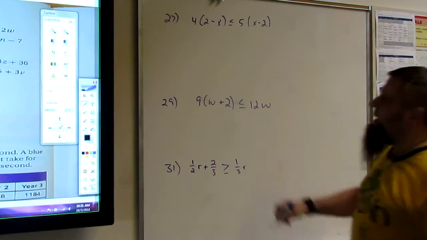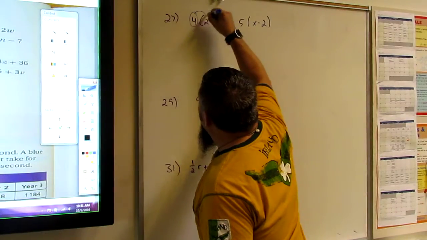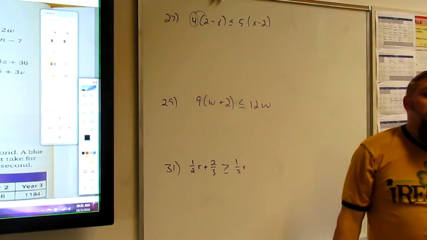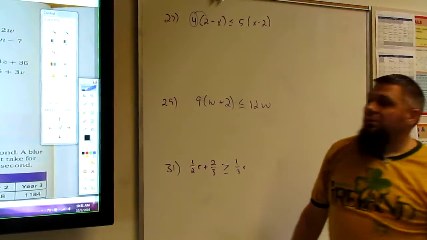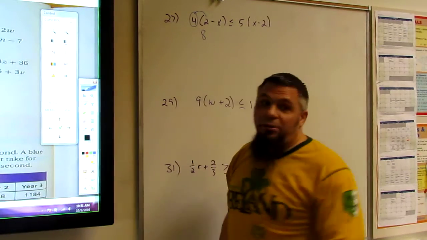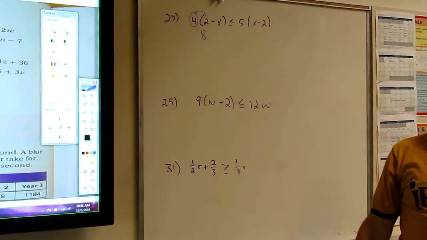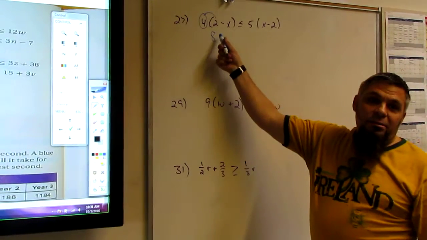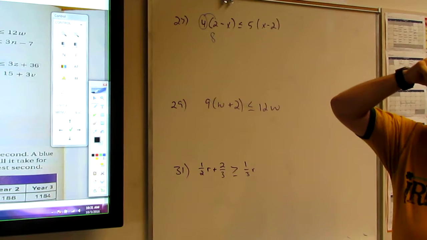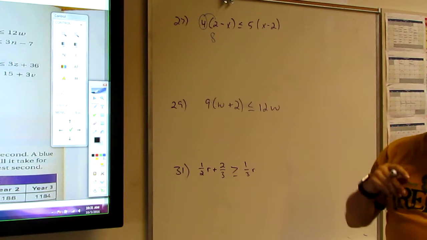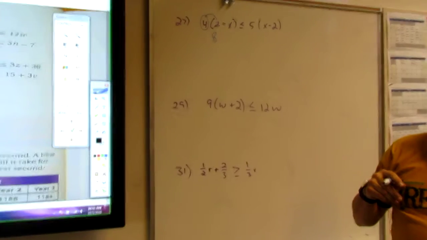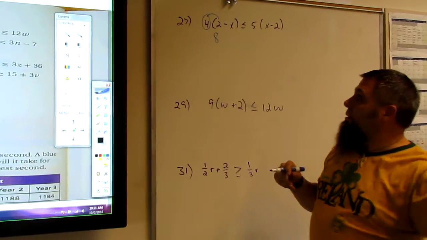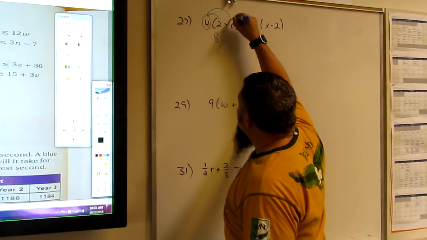Everybody on the block gets a paper. 4 times 2, which is? 8. And then what? Over here. Who have their hands up? Rebecca? Carlos. What do I do next? Bring it down. 8 subtract 4x. 4x. Good.